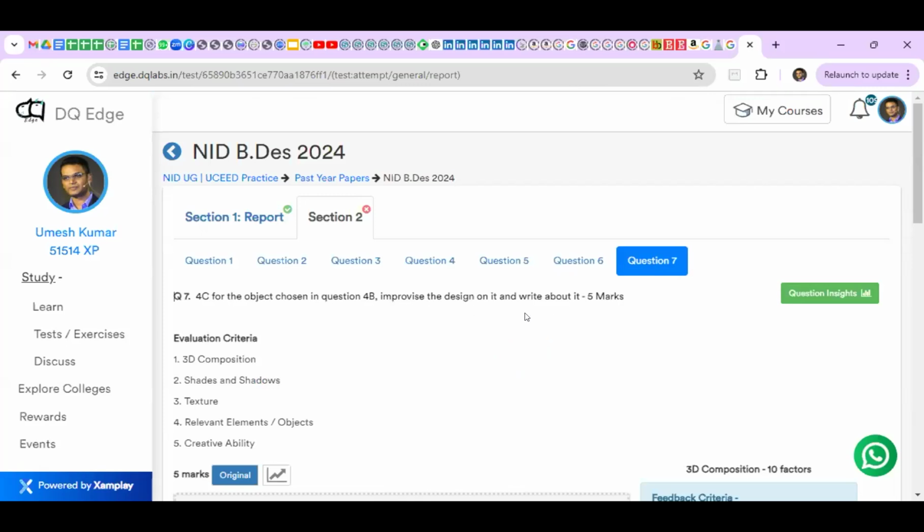Amazing. I really love the flow. First they're asking you to design a room for an old man or a child. Then they're saying take one of the objects and detail it out nicely. And then they're saying how do you improvise the design on it. Amazing thought process, amazing question. So this is the kind of questions that you get in NID.